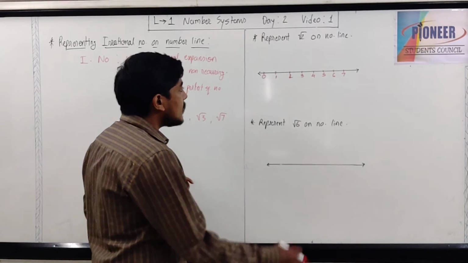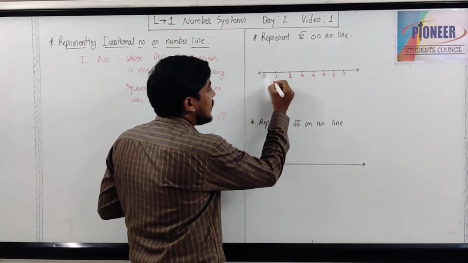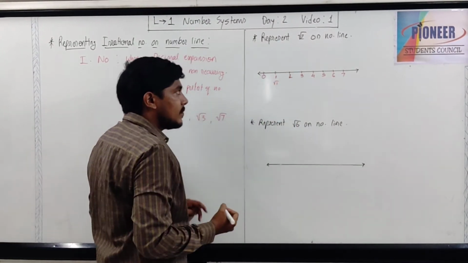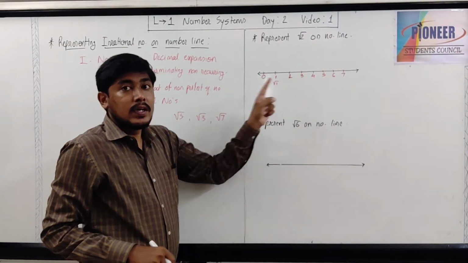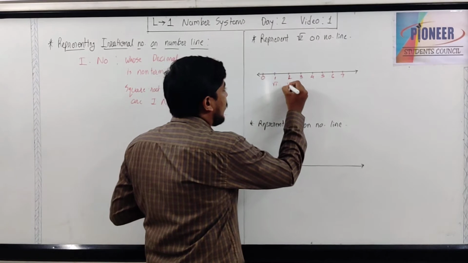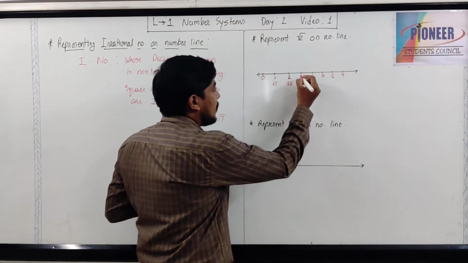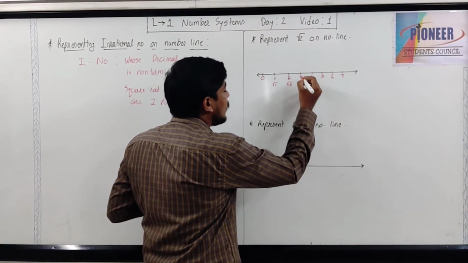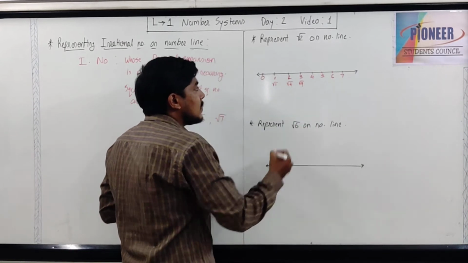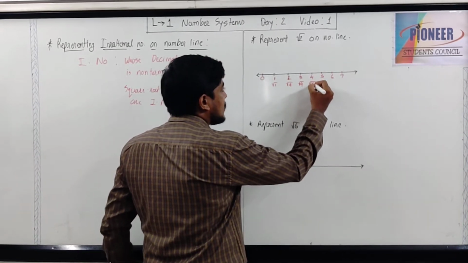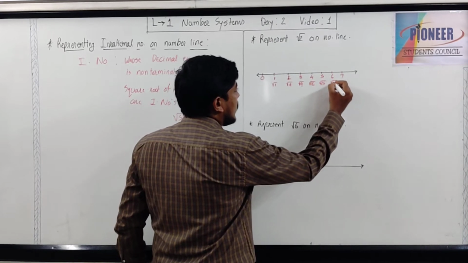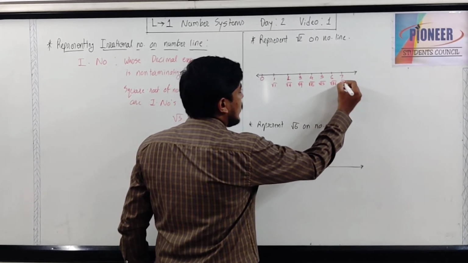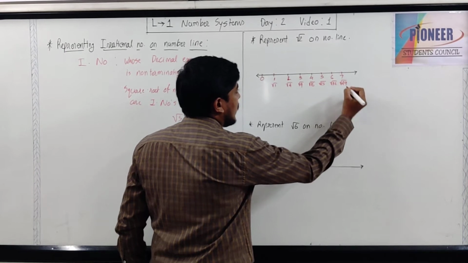Now, see guys. I can write 1 as square root of 1, because square root of 1 is 1. This is the number 2. Number 2 can be written as square root of 4. Number 3 can be written as square root of 9. Number 4 can be written as square root of 16. 5 can be written as square root of 25. 6 can be written as square root of 36. 7 can be written as square root of 49.